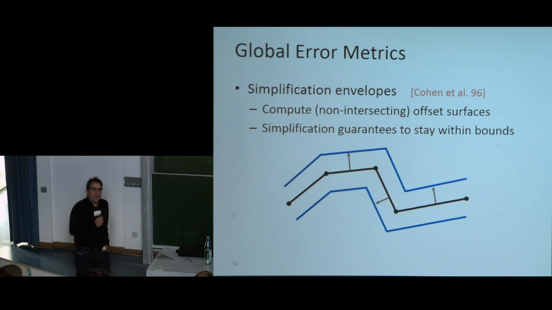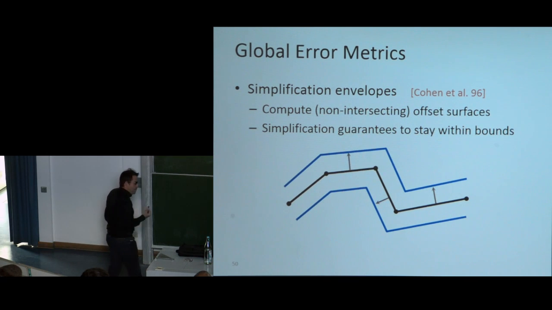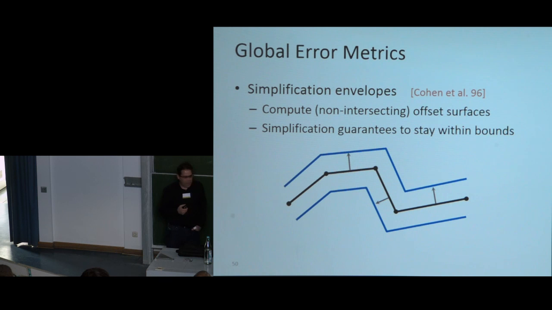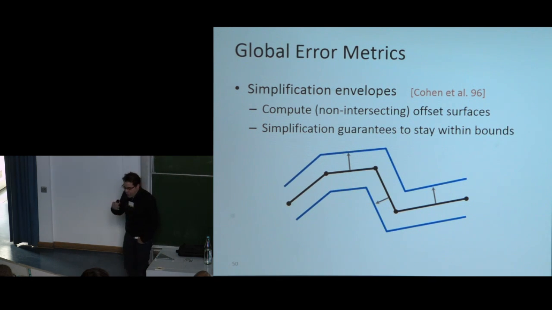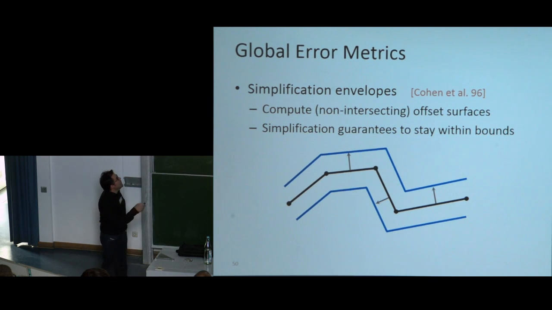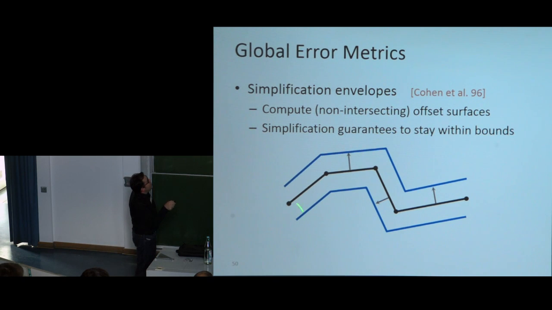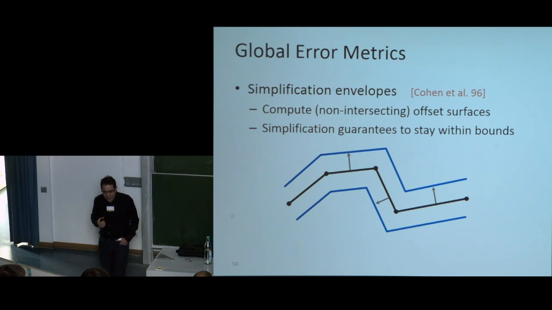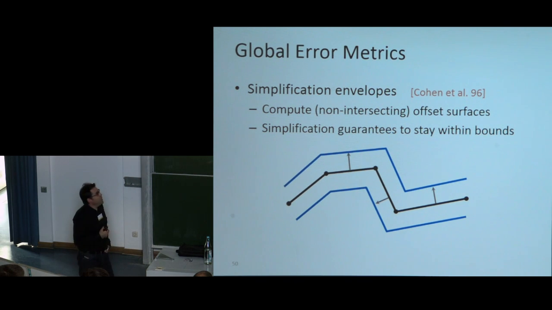So now we talked about this local volume preserving approach. Here was a local error metric. This quadratic error metric was also something that's locally expressed. And now the goal of this simplification envelopes work was to obtain a global error metric and to be able to bound the error.